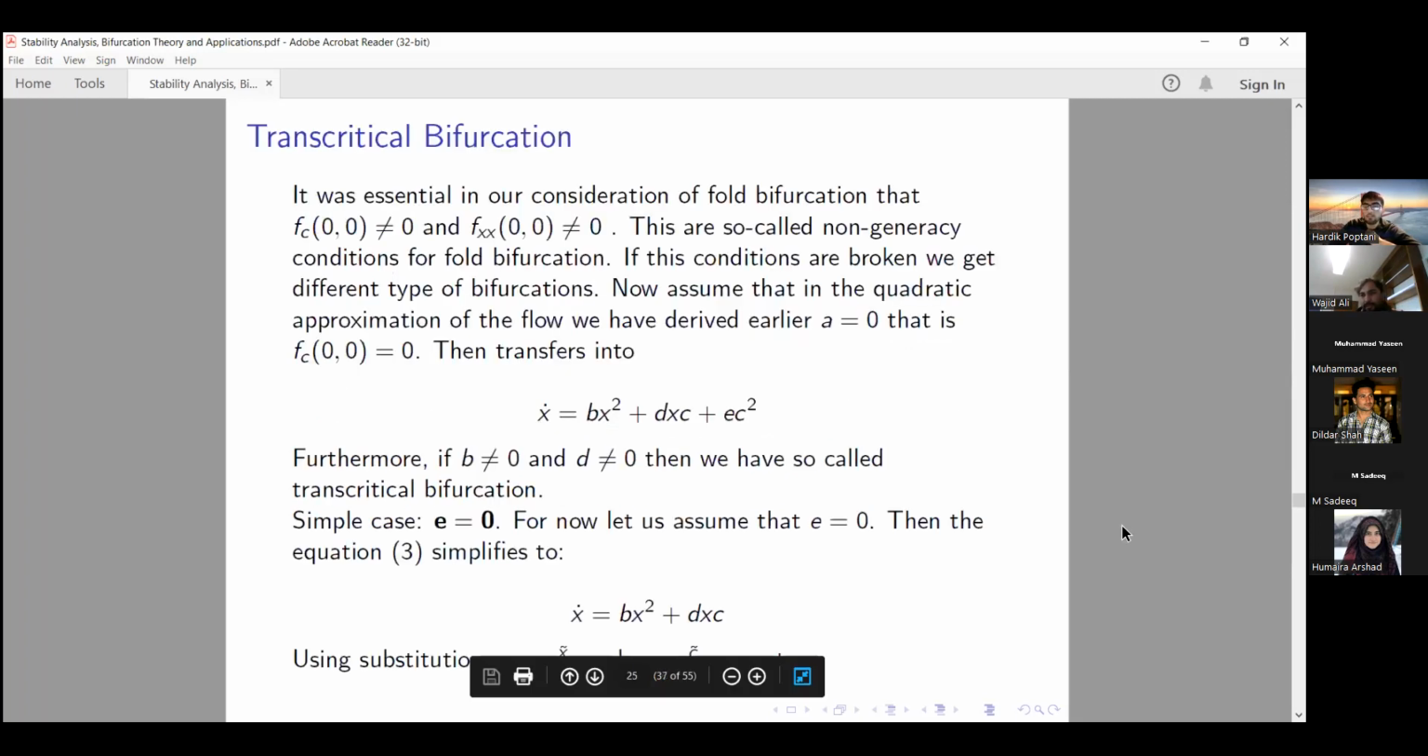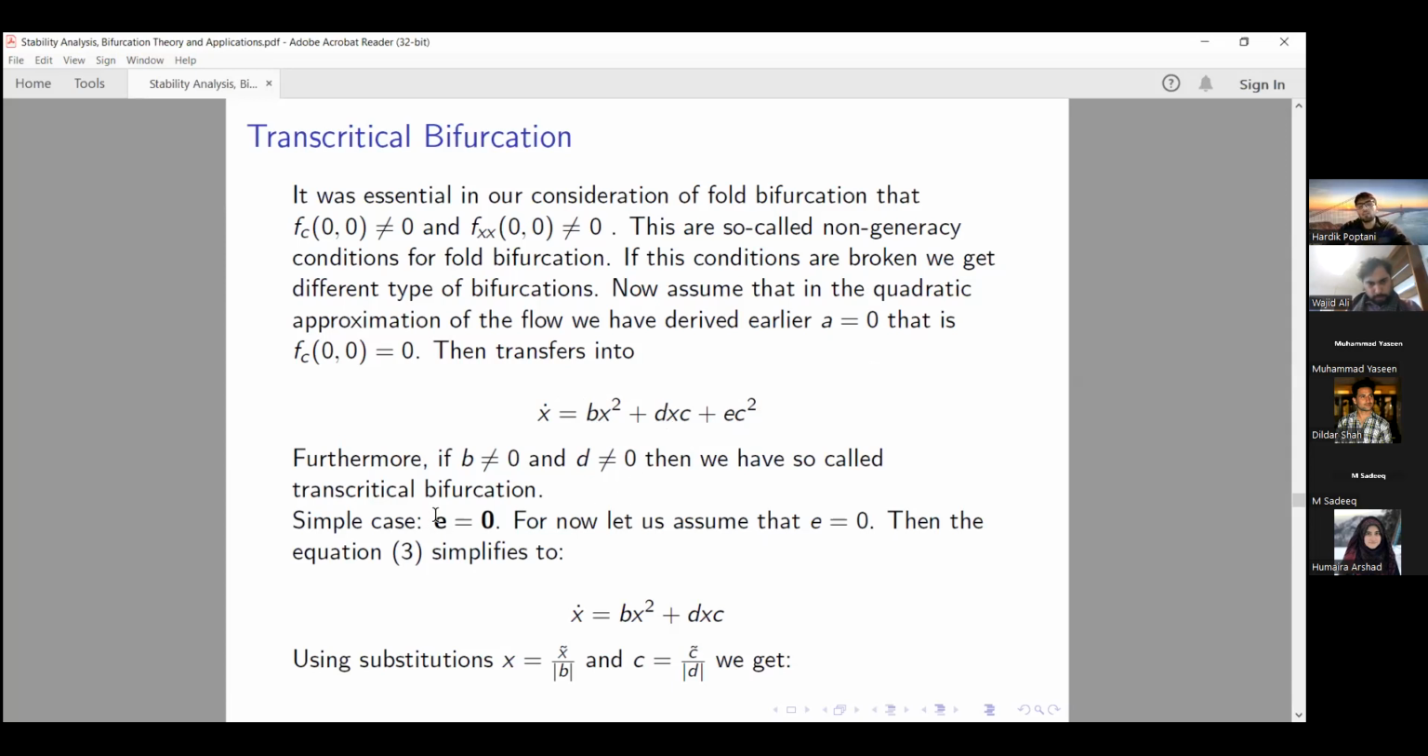Now we will look at a different type of bifurcation called a transcritical bifurcation. Of course, it is essential that f c is not zero and the second derivative in x is not zero. So these are the non-degeneracy conditions for fold bifurcation. However, if they are broken, then we get many different types of bifurcations. We derived earlier in the quadratic approximation that a equals 0. Then it will transform to something like this. If this is non-zero and this is non-zero, therefore we have a transcritical bifurcation.